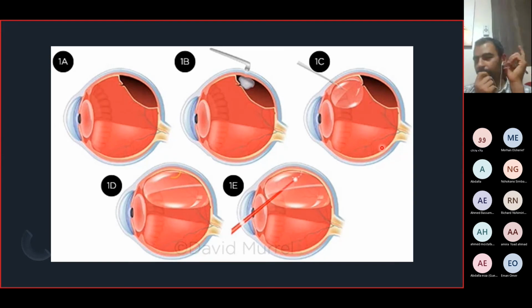تمام، شكرا لحضرتك. Any other questions؟ تمام. هو ممكن سؤال بره المحاضرة بعد إذنك؟ طبعا.